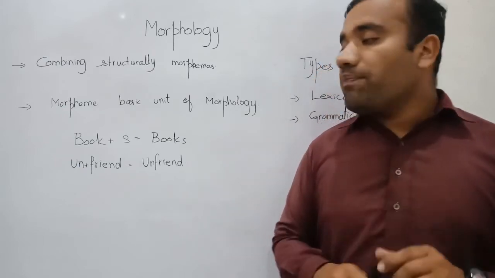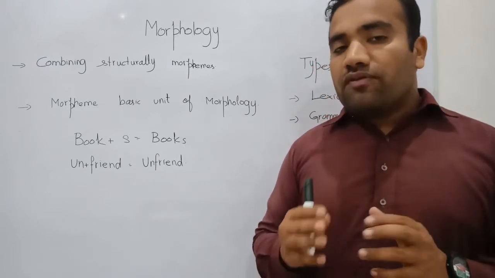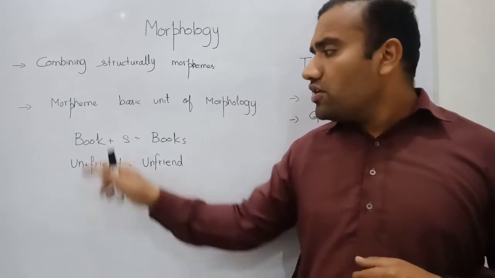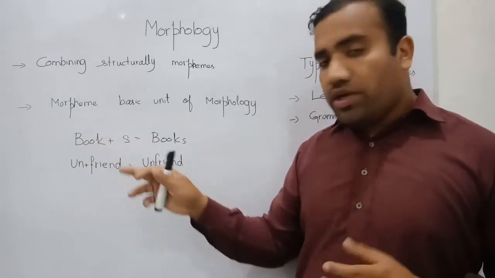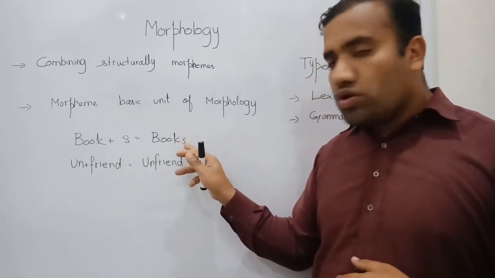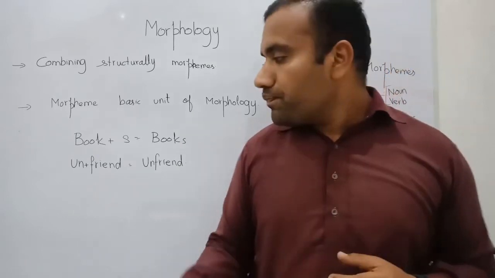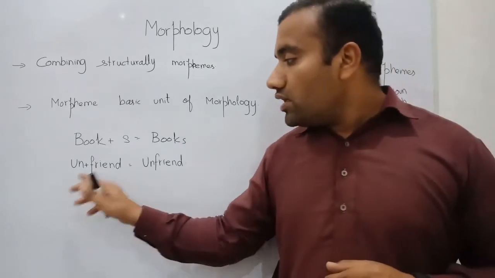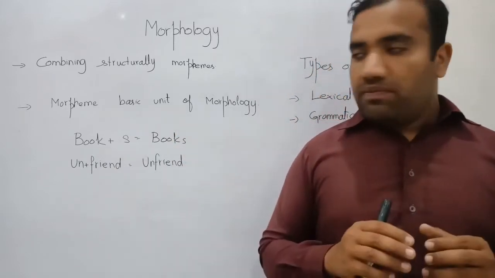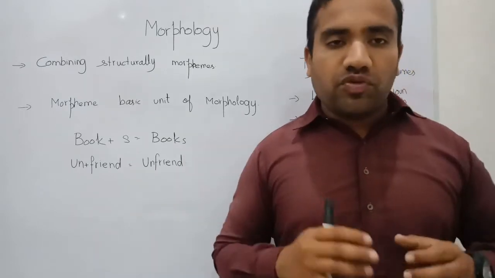See the example. We can see the internal structure of the word. In English we have a word like book. We can say book, books. If we insert s, we can make it plural. And if we say unfriend, we have two morphemes in this word.